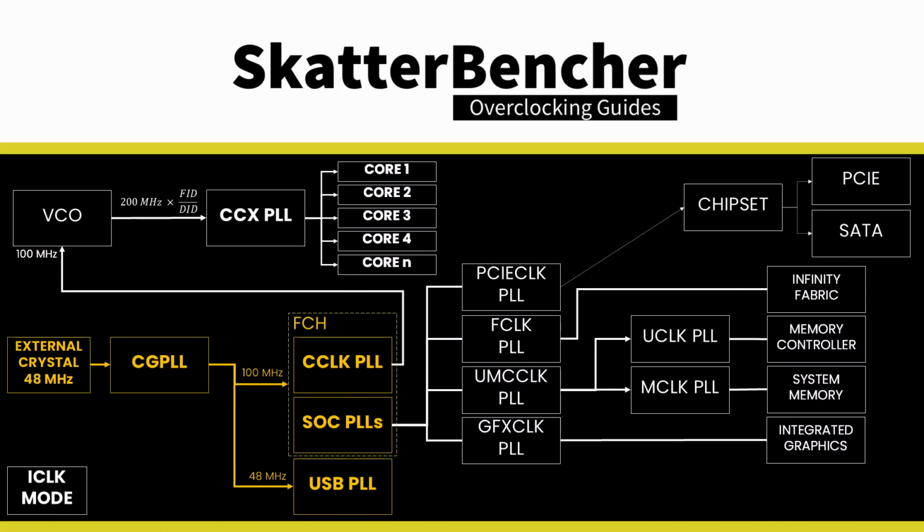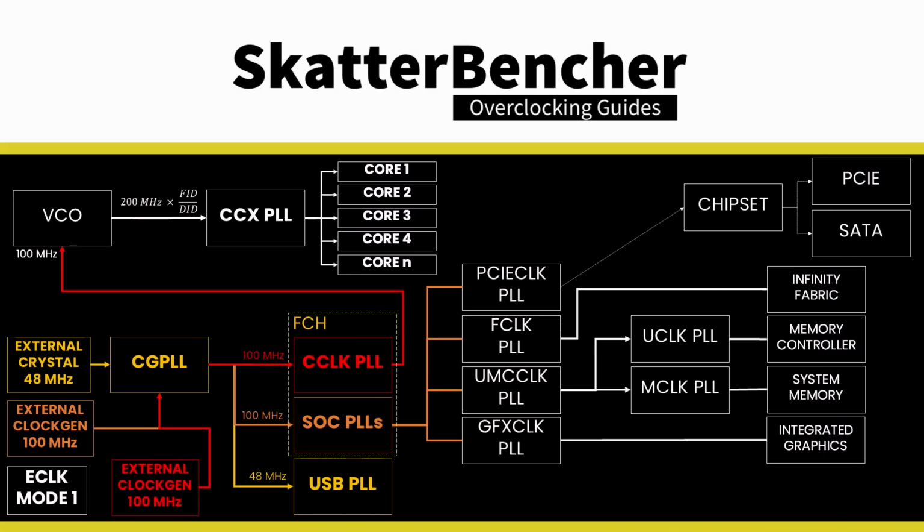Granite Ridge supports up to 2 external clock modes. They're called eClock 0 mode and eClock 1 mode. In eClock 0 mode, an external 100 MHz reference clock is used for both the CPU and SoC PLLs. In other words, it's a reference clock that affects the CPU core clocks as well as the PCI, SATA, and SoC clocks. In eClock 1 mode, there are 2 distinct external 100 MHz reference clocks.